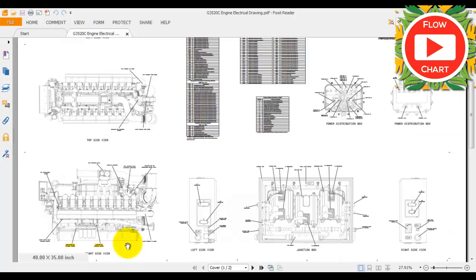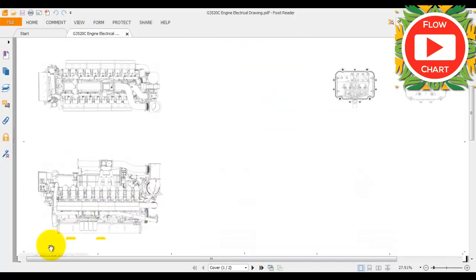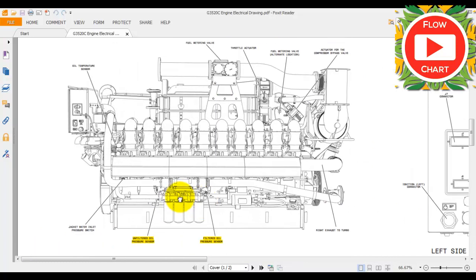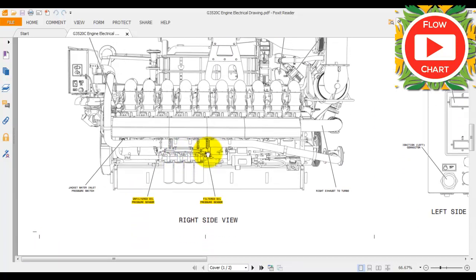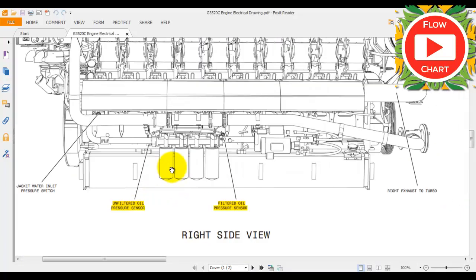On the engine's right side, they have the oil filter. This one is the unfiltered oil pressure sensor, and this one is the filtered oil pressure sensor. Both need to be replaced with new ones to solve the problem.